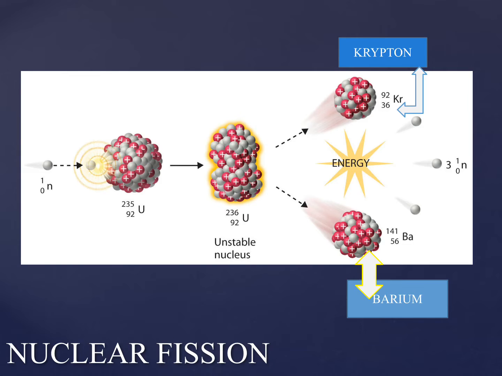So what is going on? What is happening? We have a large nucleus that actually splits into two smaller nuclei. And of course, it releases a lot of energy in this process. That's not it. A part of the mass of the original nucleus changes.